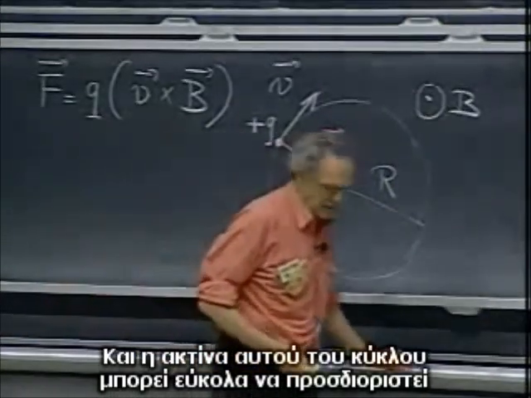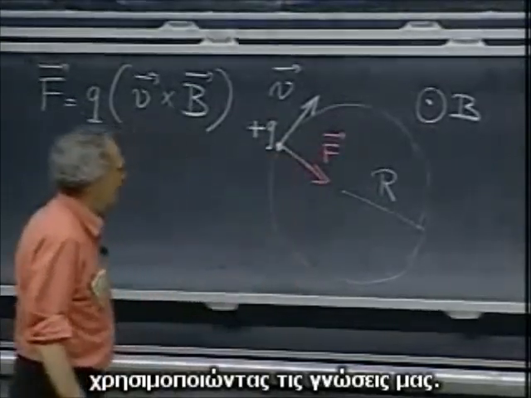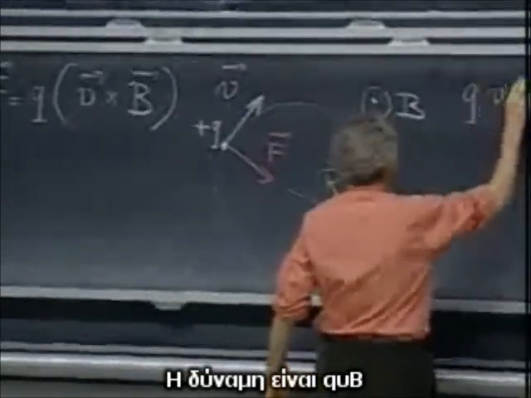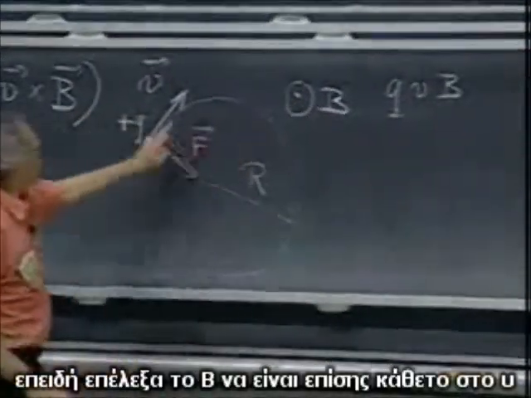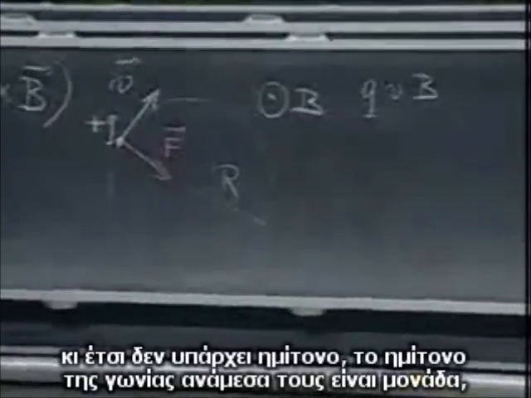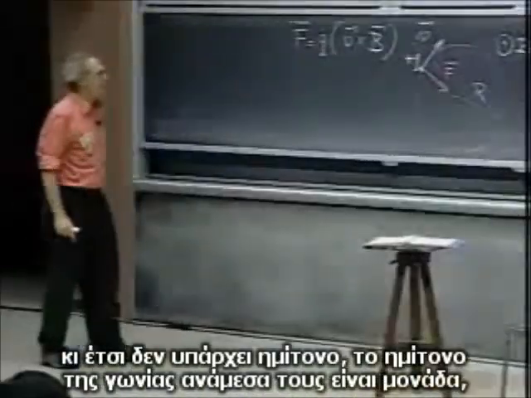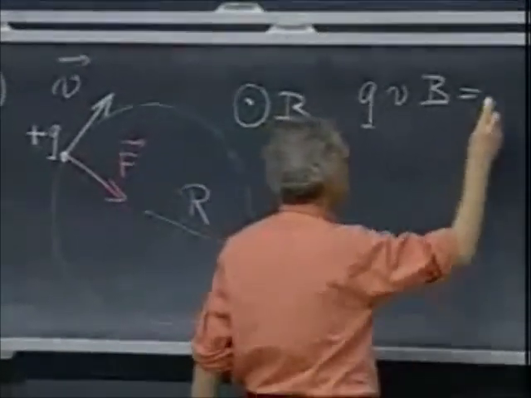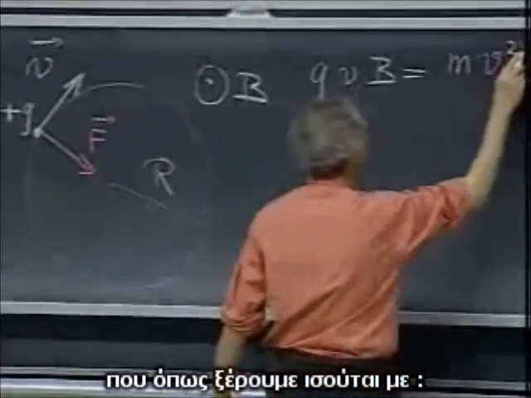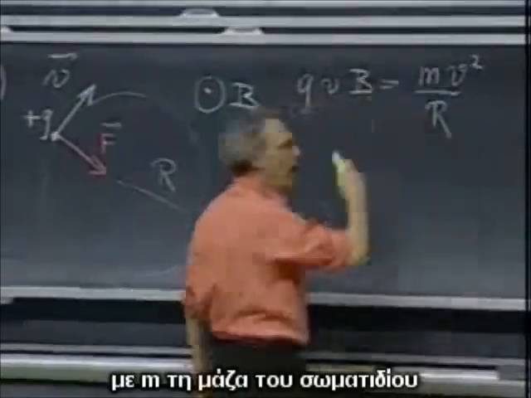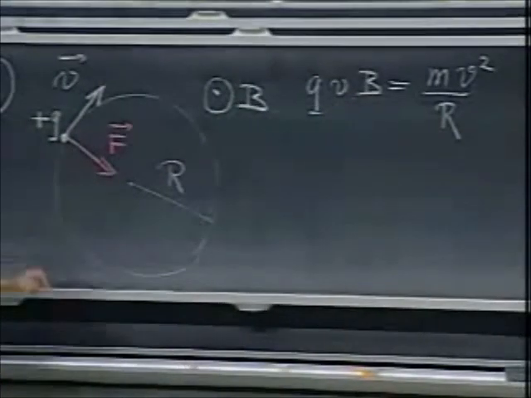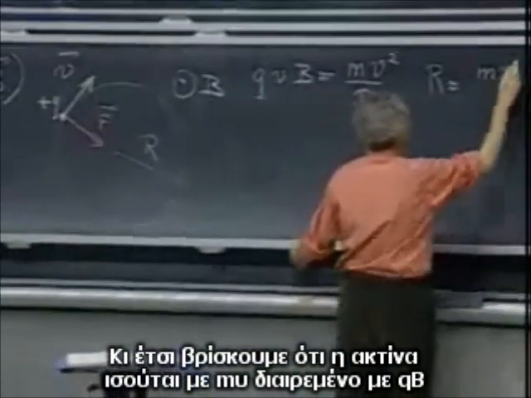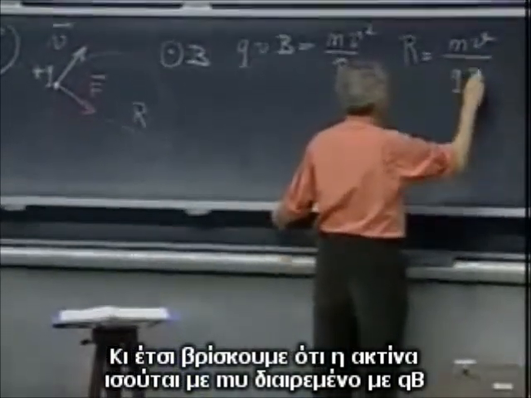And the radius of this circle can very easily be calculated using some of our knowledge of 802. The force is QVB, because I chose B also perpendicular to V, and so there is no sign. The sine of the angle between them is 1. And this now has to be the centripetal force that we encountered in 801, which is mv squared divided by r, m now being the mass of this particle. And so you'll find now that r equals mv divided by qb.